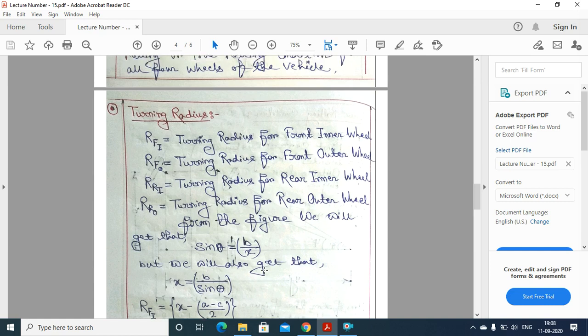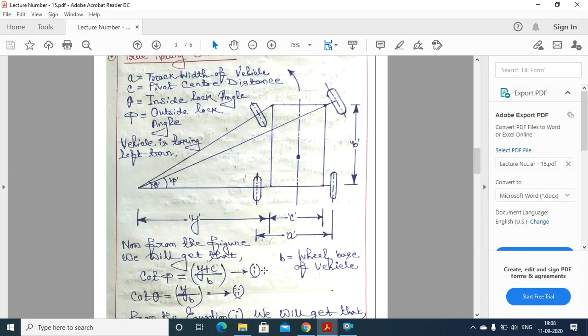Now here you can see from the figure, RFI is the turning radius for the front inner wheel. So here RFI is from this instantaneous center to this point. Why is it RFI? Because this is the front inner wheel, this is the front outer wheel, this is the rear inner wheel, and this is the rear outer wheel.